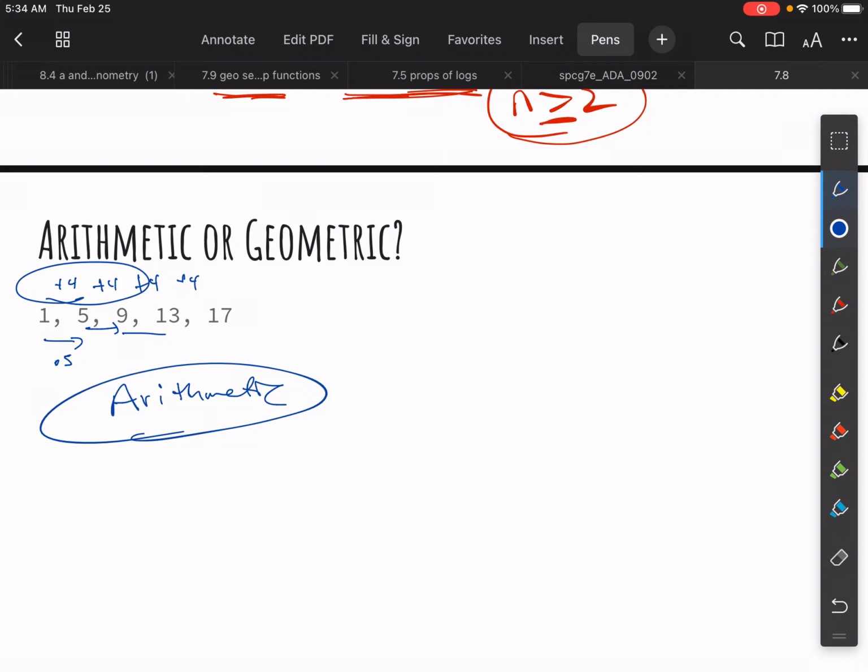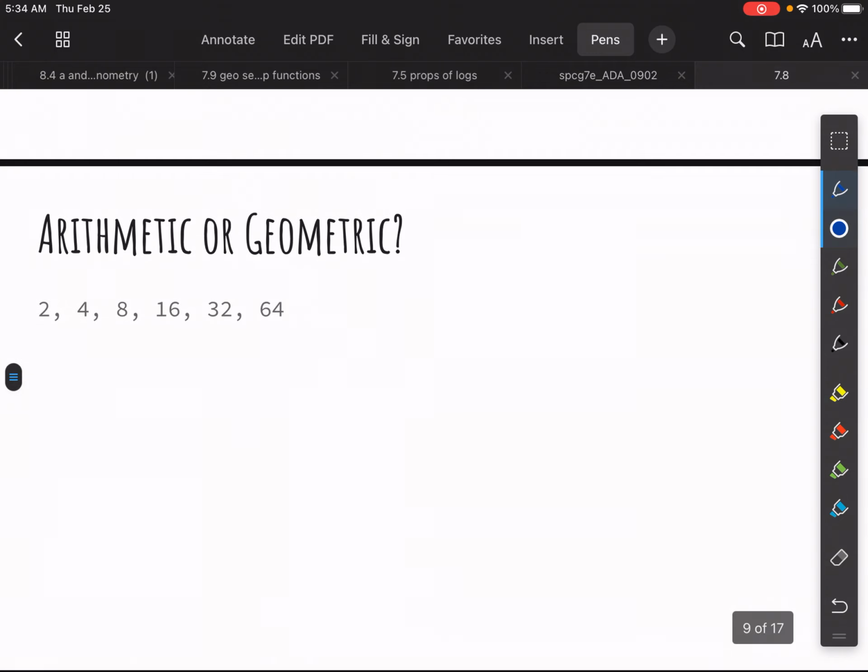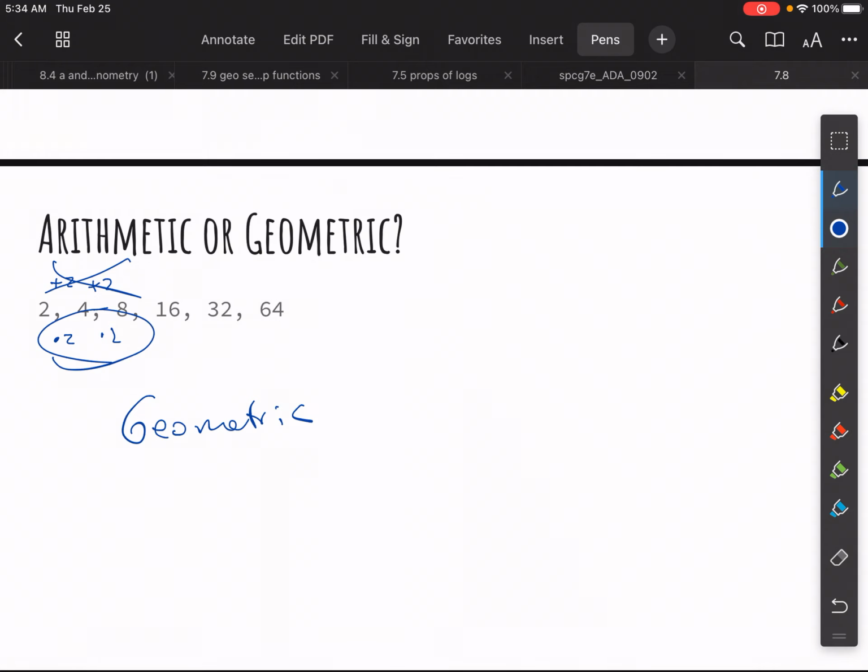Okay, so we're just identifying here. Here, we're going from 2 to 4. I'm either adding 2 or I'm multiplying by 2. If I add 2 here, 2 plus 2 is 4. 4 plus 2 is not 8, though, so that does not work. So let's go to multiplication. 2 times 2 is 4. 4 times 2 is 8. 8 times 2 is 16. Okay, so that one works. So this is geometric. The reason that it's geometric is it's being multiplied by a common ratio or common factor.